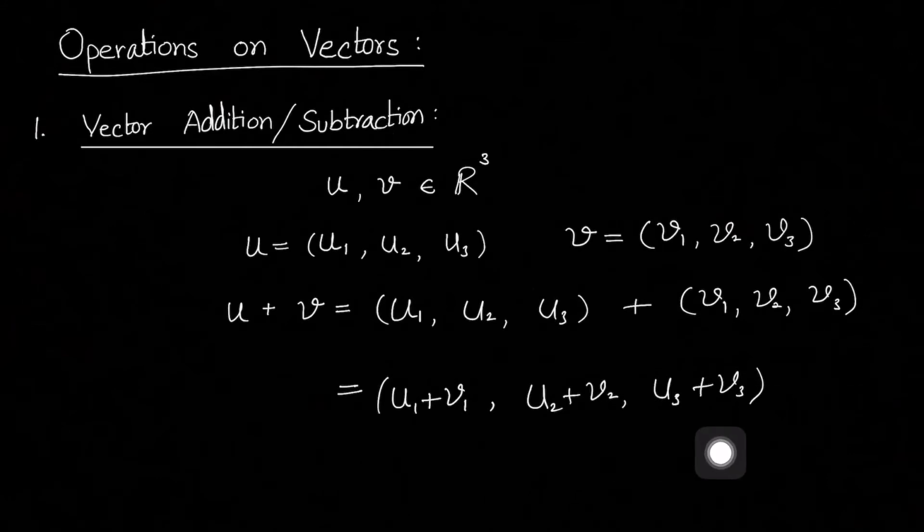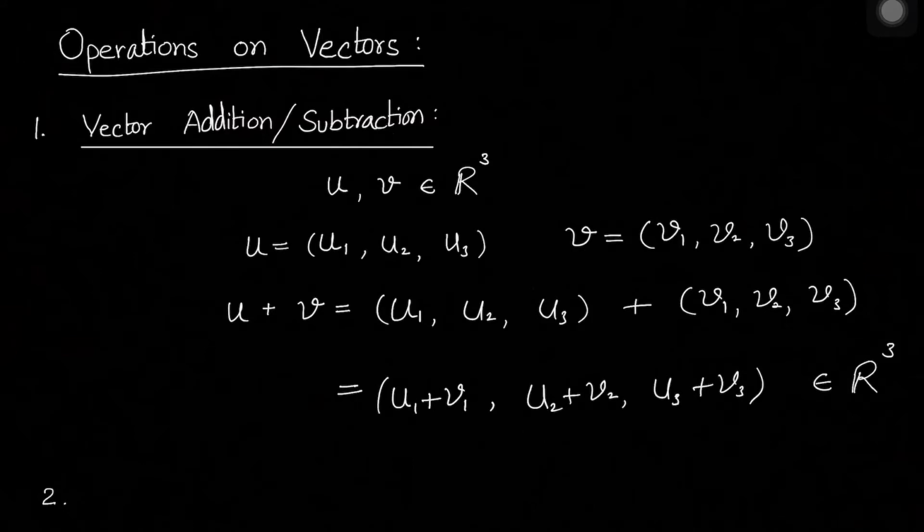So in this way addition is defined. If you have to write down subtraction, in place of this plus sign, write down minus. You will have u1 minus v1, u2 minus v2, u3 minus v3. So in this way you can define the addition of two vectors, and if you notice, the addition is again in R3 because it has three components.